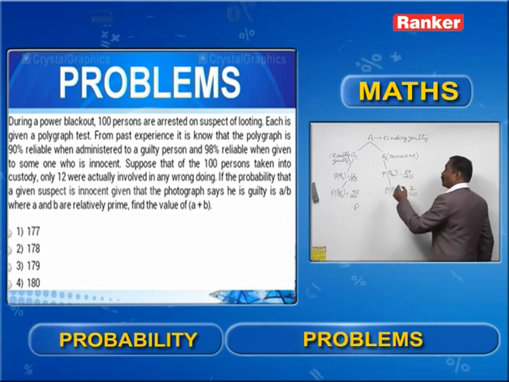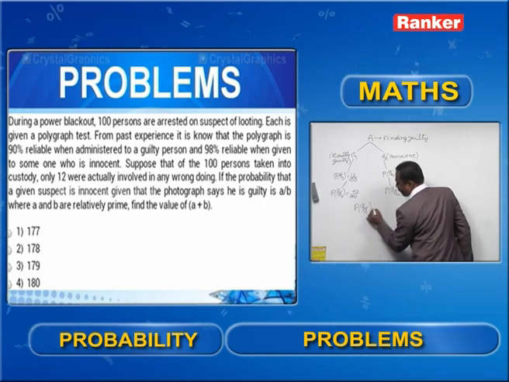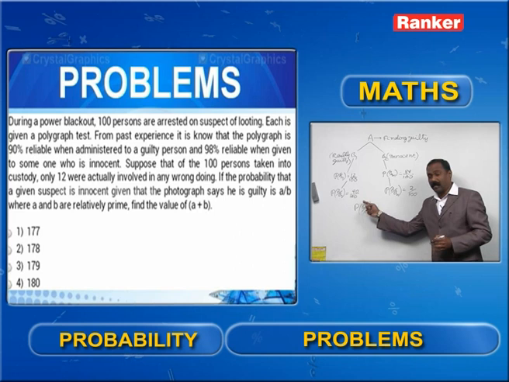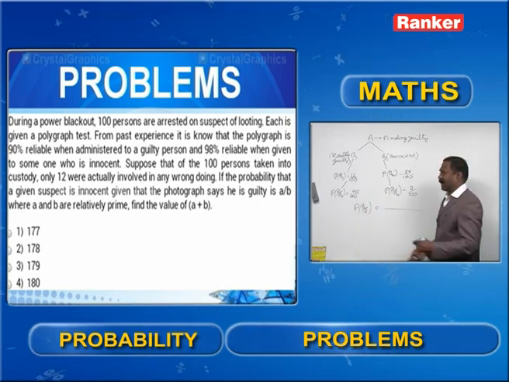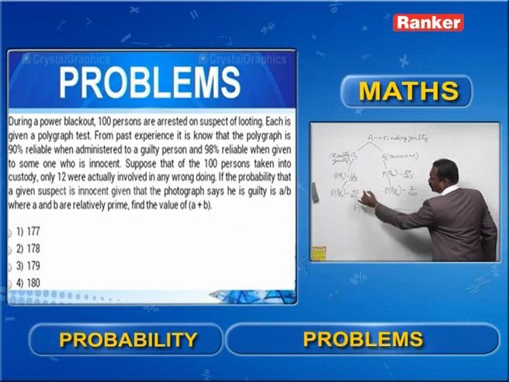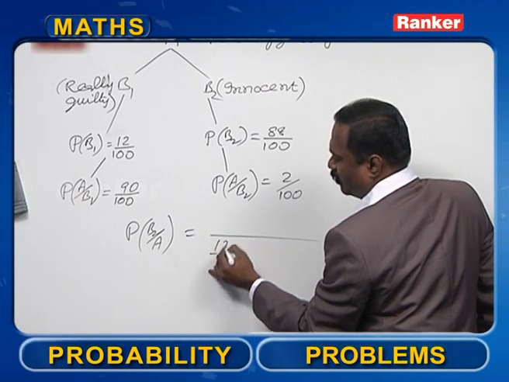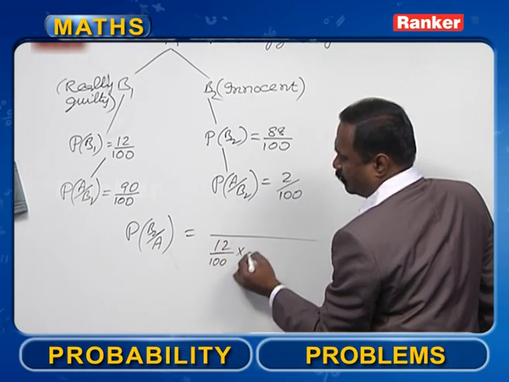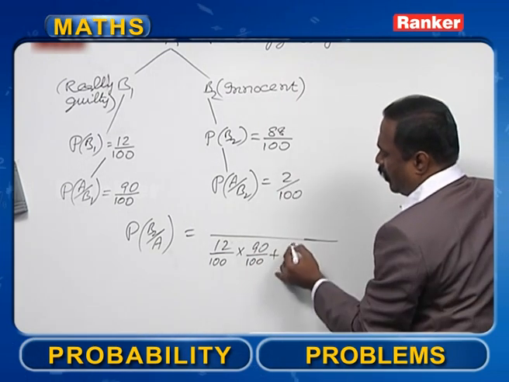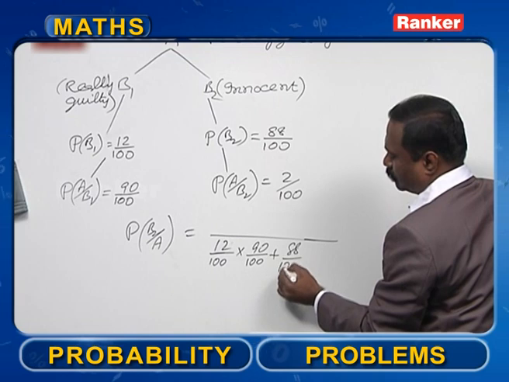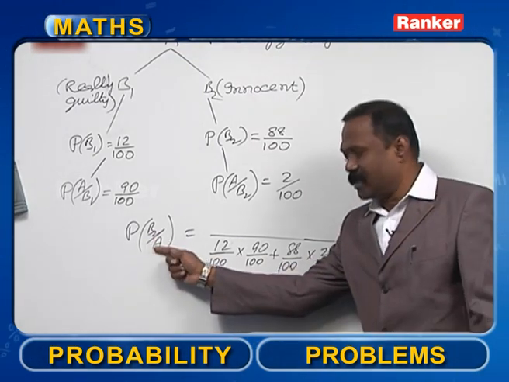The given suspect is innocent means this event A must occur with B2. This A must occur with B2 is given by, now you can write directly. It may happen with B1. What is the probability to happen with B1? 12 by 100 into 90 by 100 plus 88 by 100 into 2 by 100. What is our requirement here? This one is our requirement.